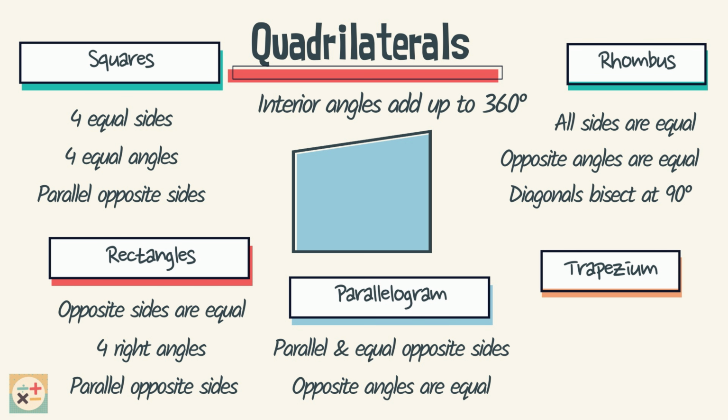Trapezium or trapezoid. At least one pair of parallel sides. And remember, a square is also a rectangle and a rhombus, but with extra restrictions.